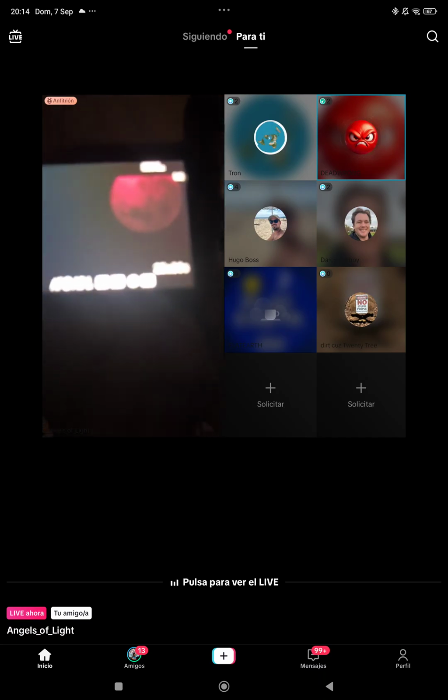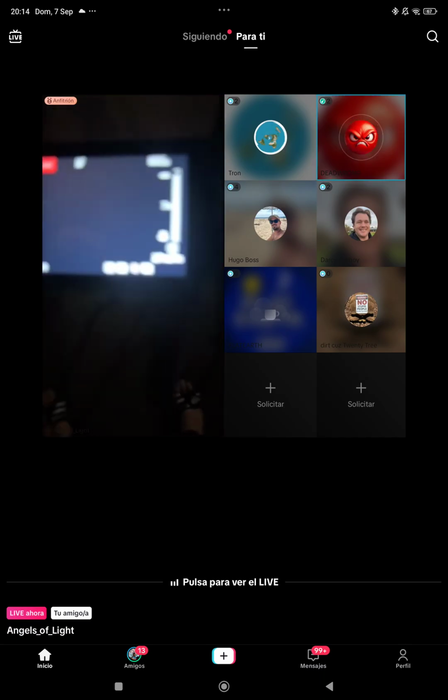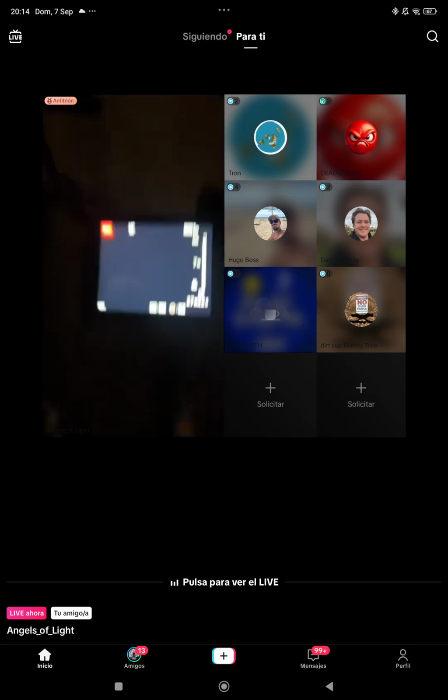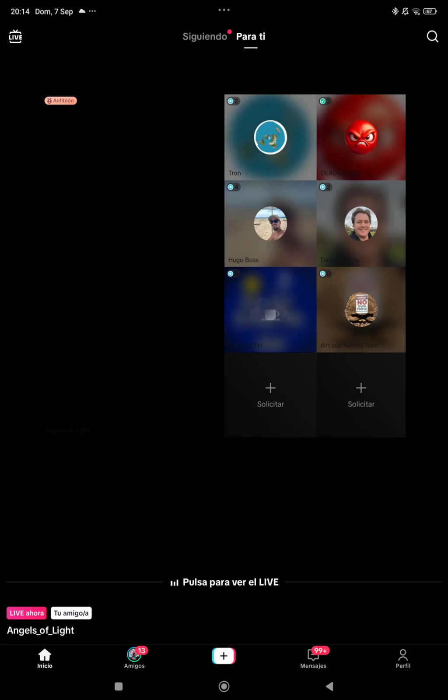The weirdest part is that it appears to be illuminated with the infrared camera. Yeah. When it should be the opposite.